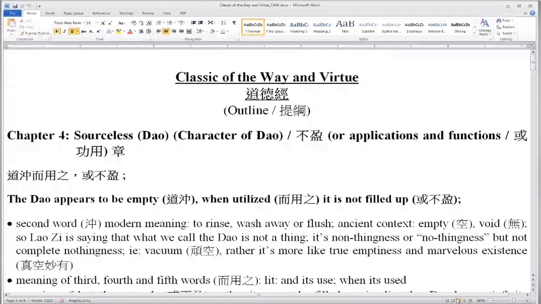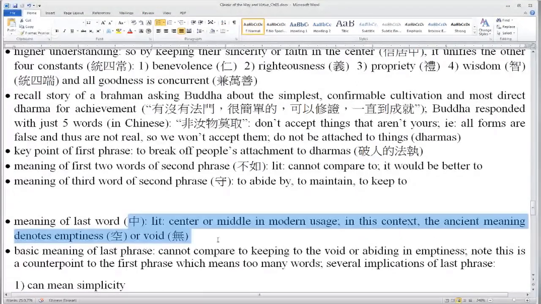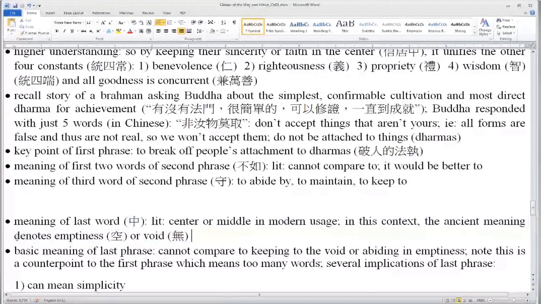In the first line of chapter 4, 道冲. It's pronounced as chong. It means to be washed away in the modern definition, but in the ancient definition, it means empty or void. So that's what the word would imply in the ancient context: empty or void.